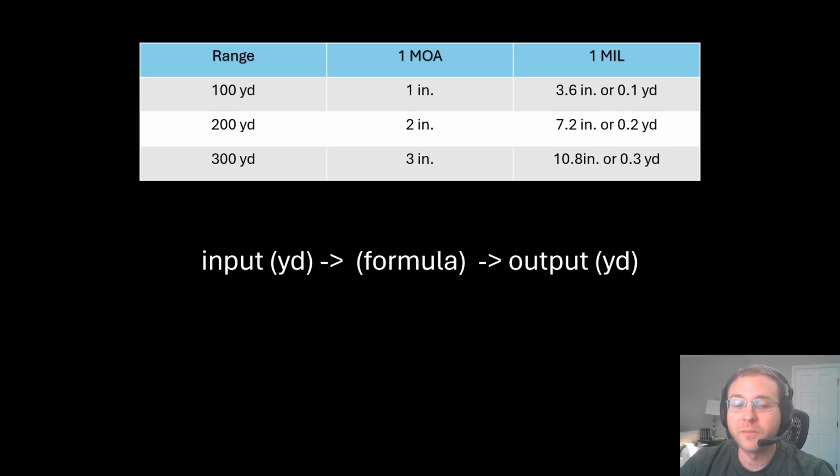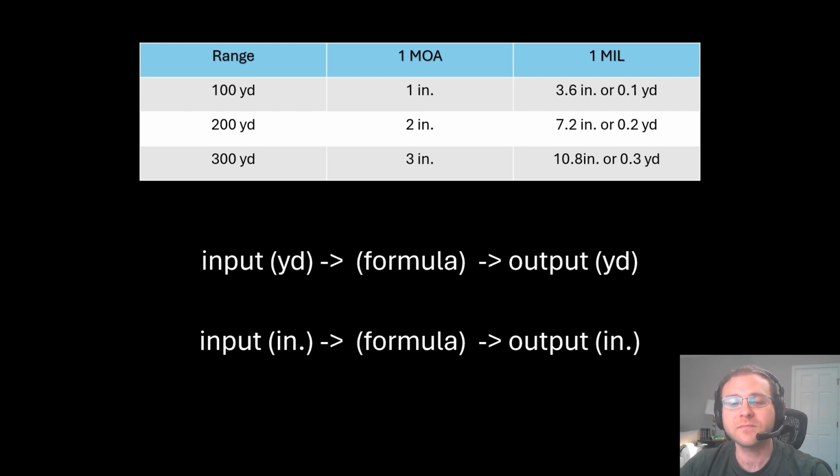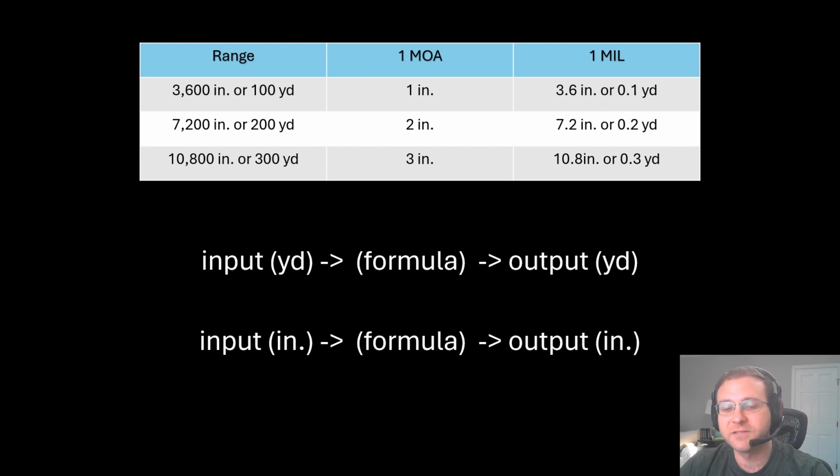If you want your formula to give you an output in inches, you could also change your input to be in inches. The 100 yards becomes 3,600 inches. And again, the mil side of the chart has an easy to recognize pattern. The 1 mil at 3,600 inches is 3.6 inches. 1 mil at 7,200 inches, 7.2 inches. 1 mil at 10,800 inches, 10.8 inches.